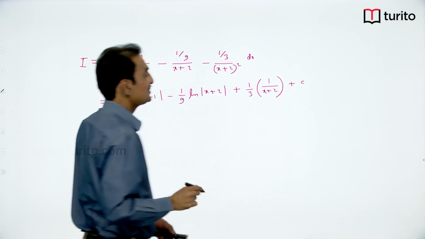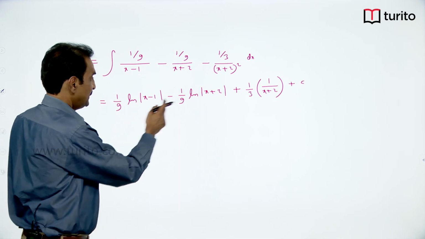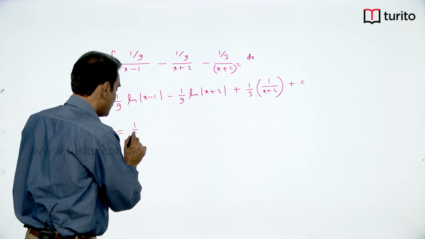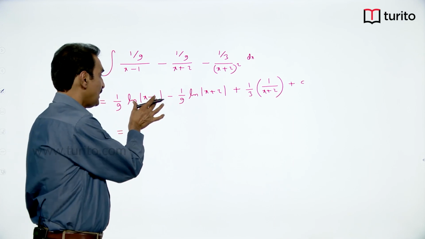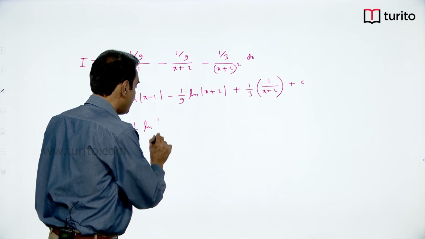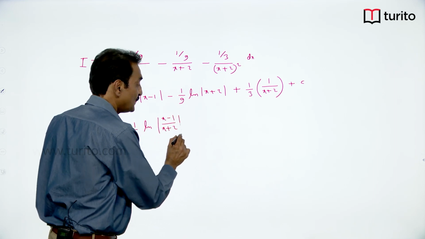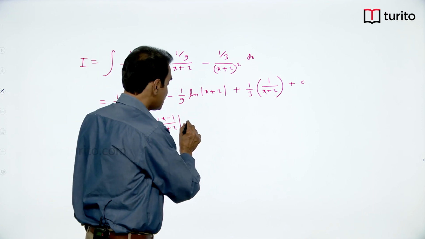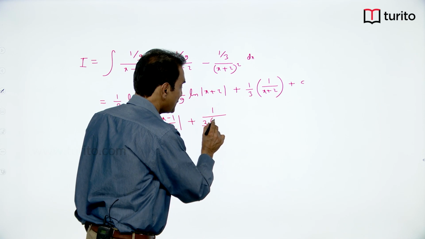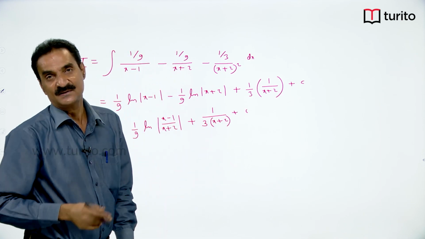plus constant of integration. If you want, you can simplify by taking 1 by 9 common from the first two terms. 1 by 9 into log a minus log b is log a by b. So, log x minus 1 by x plus 2 plus 1 by 3 into x plus 2 plus c. This is our answer.